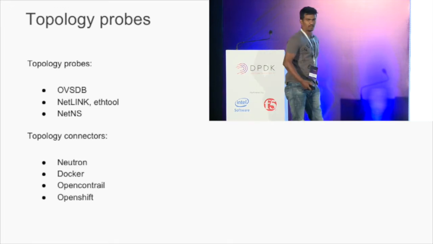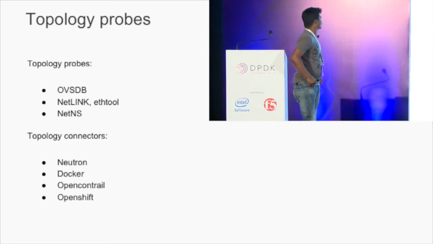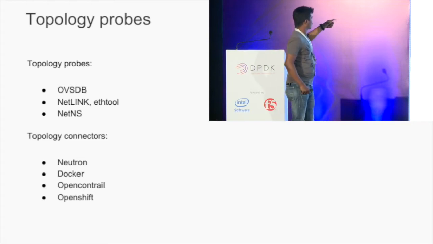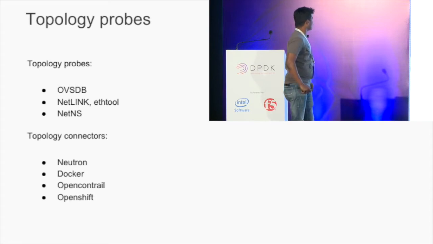We'll see a little bit more about the topology probes. Currently we are supporting OVS-DB, Netlink, NetNS, all those things. We will hook into the OVS-DB, and for each and every modification we run the listener, get the events from the listener, and give them to the graph engine.